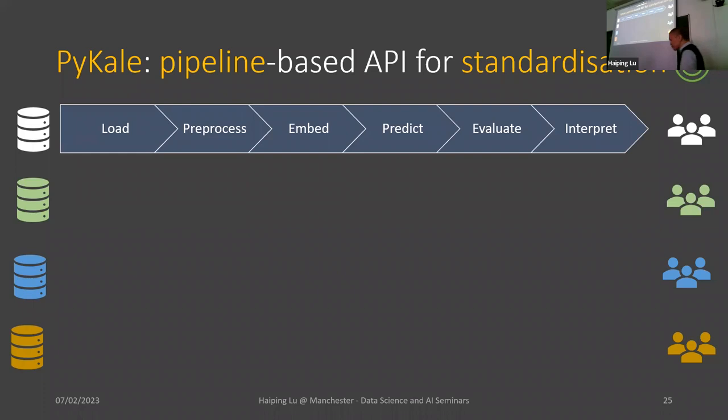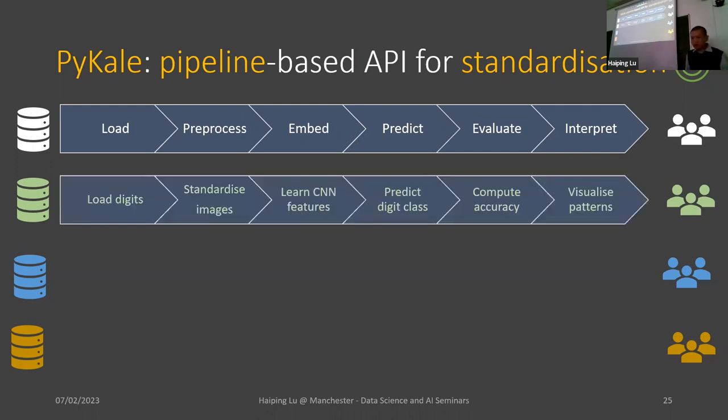Based on my experience, we have standardized the steps of machine learning pipelines into six steps. First, load the data. Second, process the data. Third, embedding, that is learning features. Fourth, prediction. After that, we do the evaluation, and then the interpretation. That is the six steps. Personally, I start with figures: load the data, standardize the figures, learn the features, predict the classes, compute accuracy, and realize the pattern.